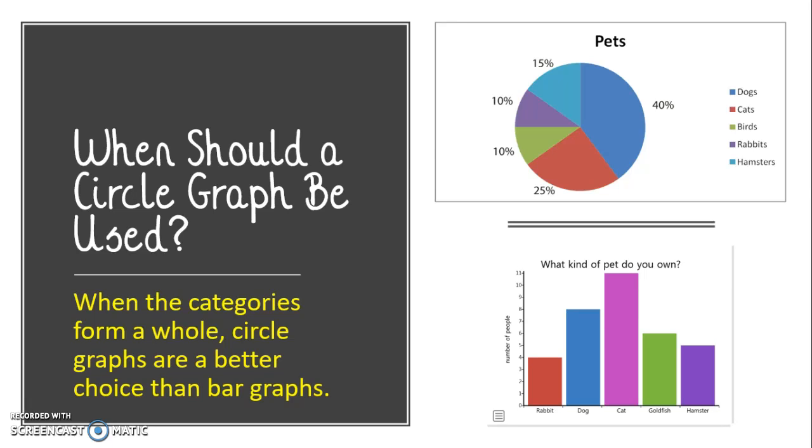So when should we use a circle graph? Well, think about the whole percentage. The percentages all have to add up to 100%, which again represents the whole. So when the categories can form a whole, like a whole student body, or a whole amount of sales for a year, circle graphs are better than bar graphs. But when you're trying to just compare parts to other parts, then sometimes it's better to use bar graphs.